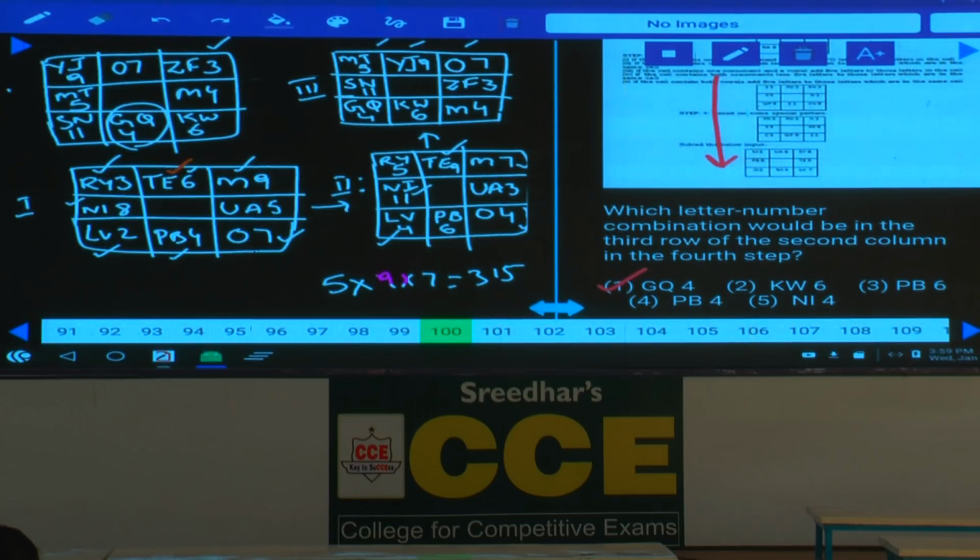Done with this 5. Then 101 to 103. Yes, 101 to 103. Shall I explain? Now question number 103. What is given in this one?